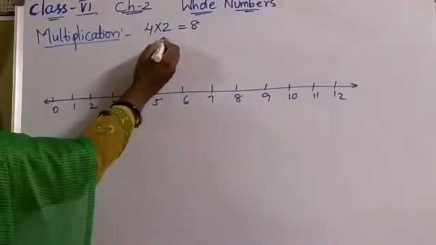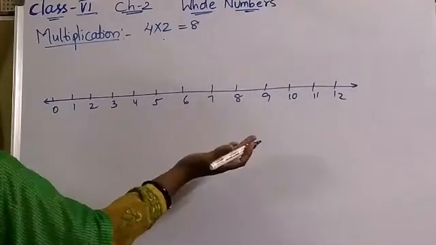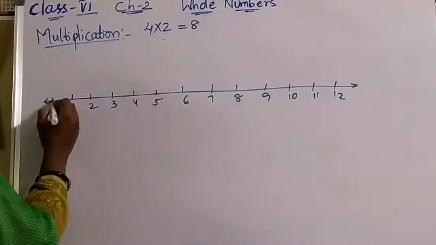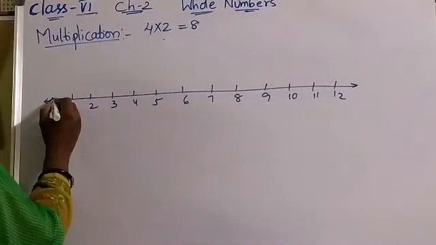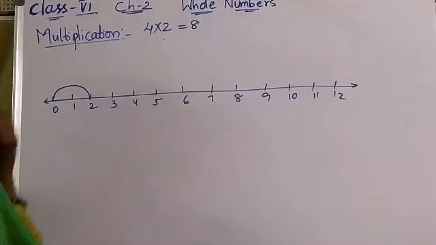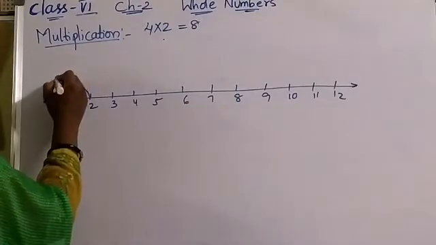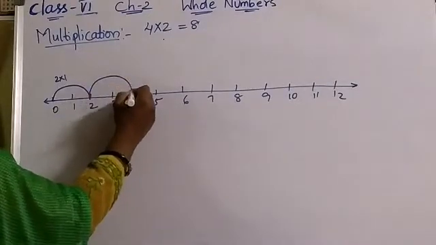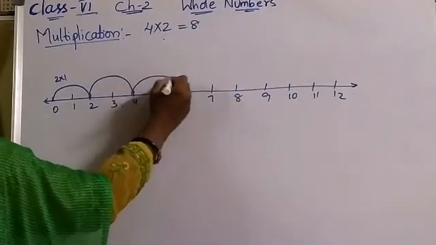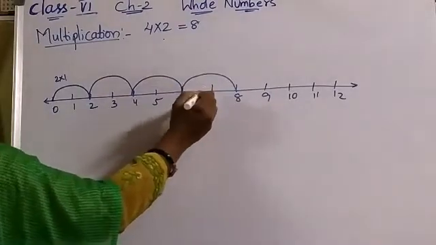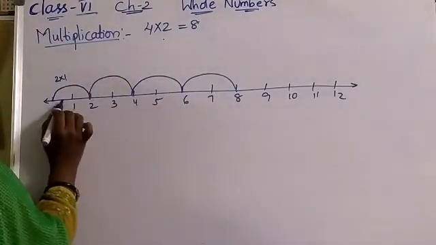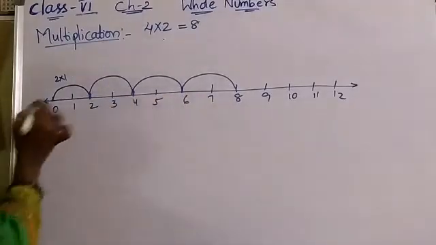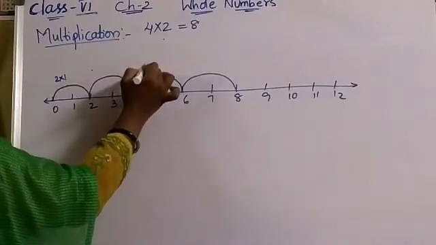Now coming to the number line, 4 into 2 means 4 jumps towards the right side, taking each of 2 steps. Start from 0. Move 2 units to the right side. This is 2 into 1, 2. Next 2 units, next 2 units. So from 0 move 2 units to the right each time, making 4 such moves. This is the first move, second move, third move, fourth.